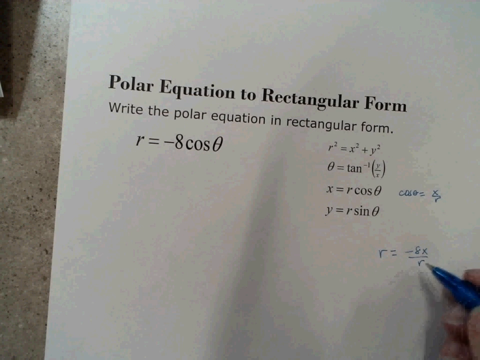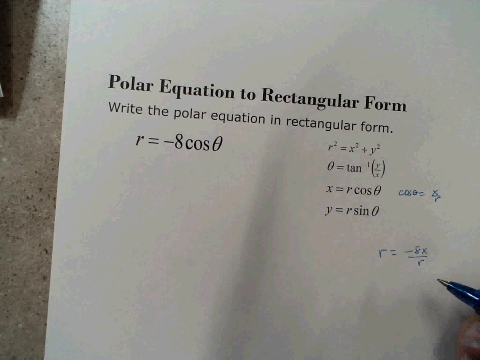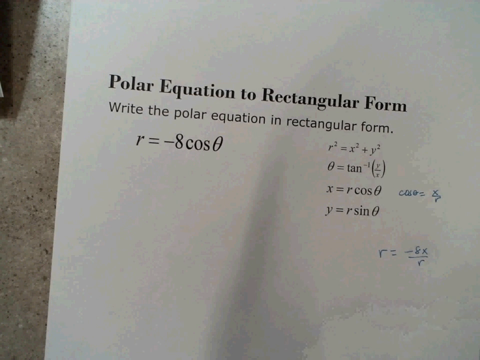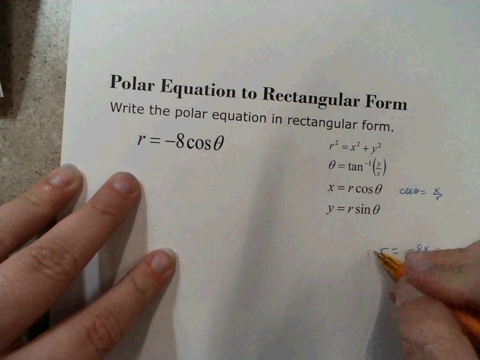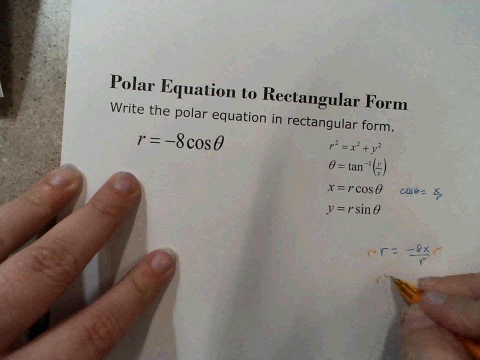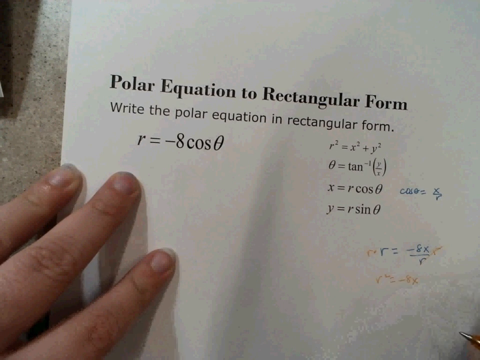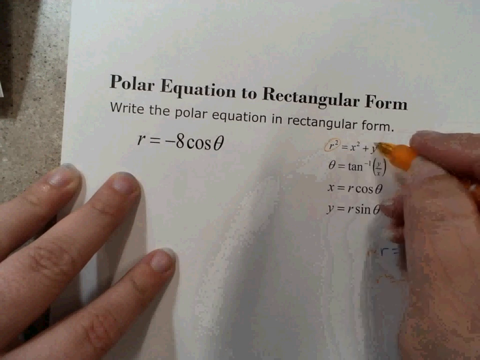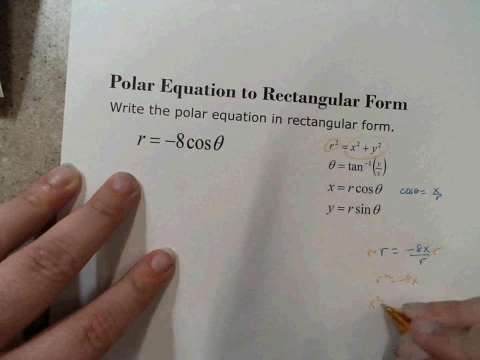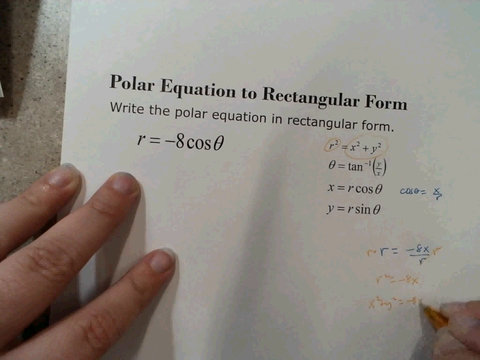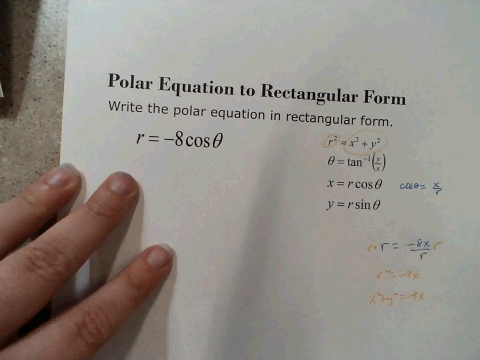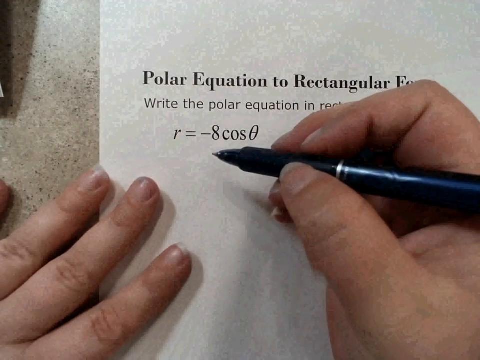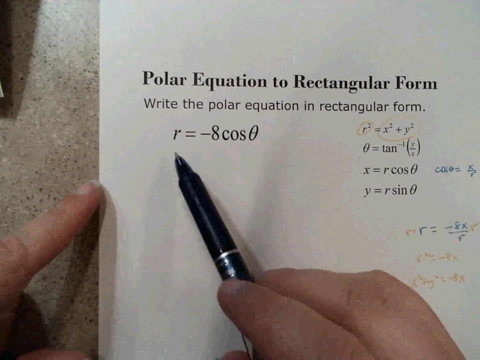Okay, well then, if I'm trying to solve for x, I don't like the r in the denominator. I'm trying to get the r's together because I do want to get rid of them. I can multiply both sides by r. So if I multiply both sides by r, then I get r squared equals negative 8x, and I know that r squared is x squared plus y squared, which we are completely not done. But that is one way to kind of piece it together.